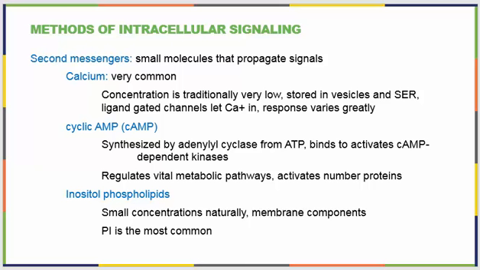Cyclic AMP, or cAMP, is a common second messenger as well, and it's synthesized by adenyl cyclase from ATP. It can bind to and activate a variety of cAMP-dependent kinases. That means that there are a lot of enzymes that are literally just waiting around for the cAMP to turn them on. cAMP is known to regulate vital metabolic pathways, and it activates a number of important proteins. The third type of second messenger we're going to learn about are inositol phospholipids. These have very small concentrations naturally, and they exist as membrane components. The most common is called PI, and we'll talk about it in just a moment.